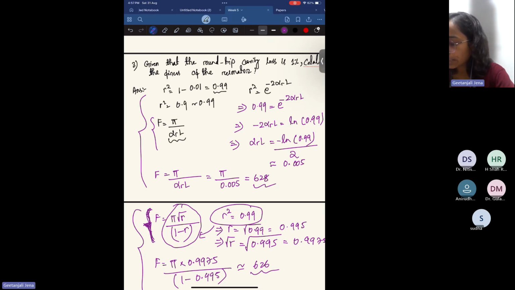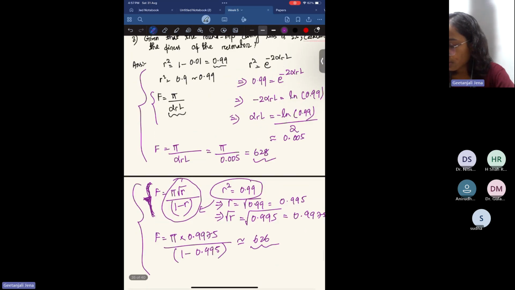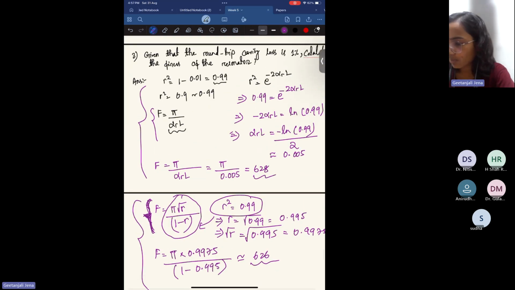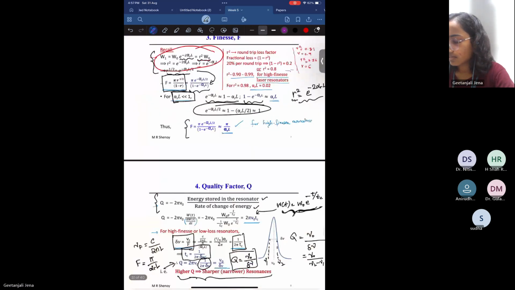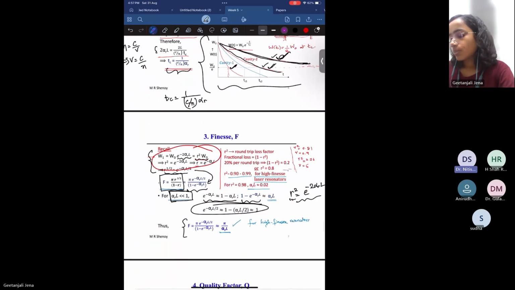I doubt, because if you see this problem, here the cavity loss is 1%, right? That's why I'm asking about the previous lecture, due to this slide. Yeah, because if we consider this, then the difference between the normal formula and this formula will be much there.